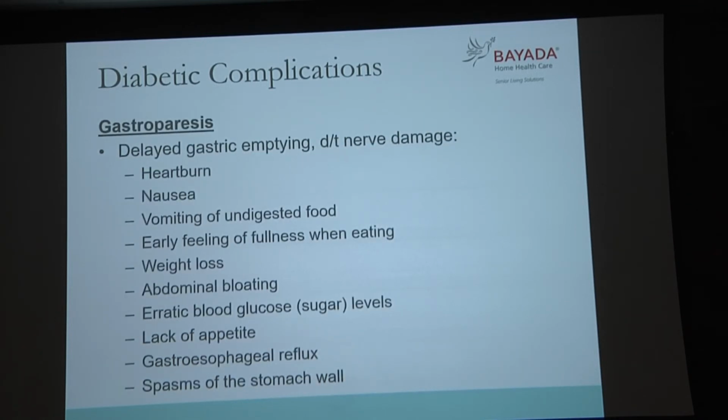So there's gastroparesis as well, when there's a delay in the stomach emptying due to nerve damage. Some of the symptoms of that could be heartburn, nausea, vomiting where the food is undigested, early feeling of fullness when eating, weight loss, bloating, erratic blood sugar levels, a lack of appetite because you already feel full, and then acid reflux and spasm of the stomach wall. So those are some of the stomach things to look for that could be a sign of more serious issues.